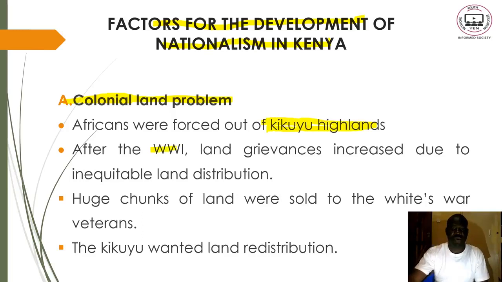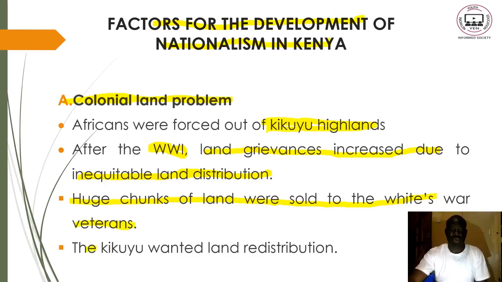So after the First World War, land grievances increased due to inequitable land distribution. What it meant was that all the good land in Kenya was taken by the whites. As a result, people were grieving for their land. Huge chunks of land were sold to the whites, that is the war veterans. So those white war veterans were given big chunks of land. That land was also the good land.